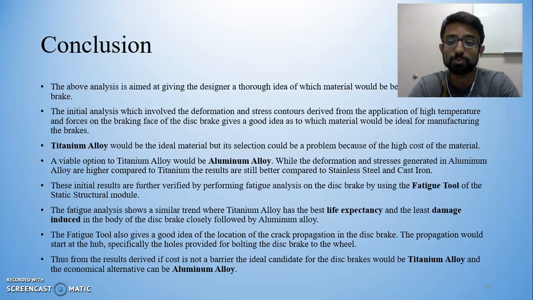So in conclusion, just a quick recap. Based on the initial analysis, we found out that titanium alloy would be the ideal material, but its selection could be a problem because of the high cost of the material. A viable option to titanium alloy would be aluminum alloy. While the deformation and stresses generated in aluminum alloy are quite higher than titanium, the results are still better compared to stainless steel and cast iron.